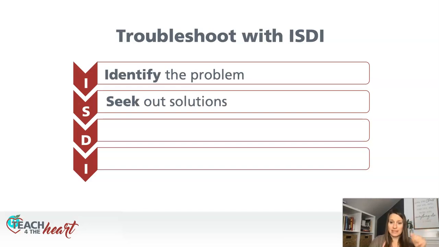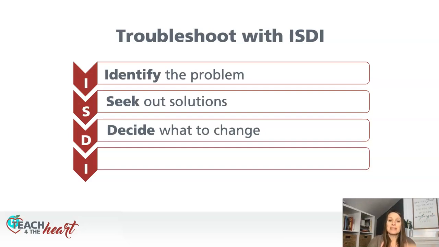And at this point, it's green lighting. There are no bad ideas. You're just seeking out ideas from yourself, from mentors, from fellow teachers, online, whatever it is, looking for solutions. Then step 3, decide what to change. So you take all your solutions and say, okay, this is what I'm going to try. And then 4, implement the solution.